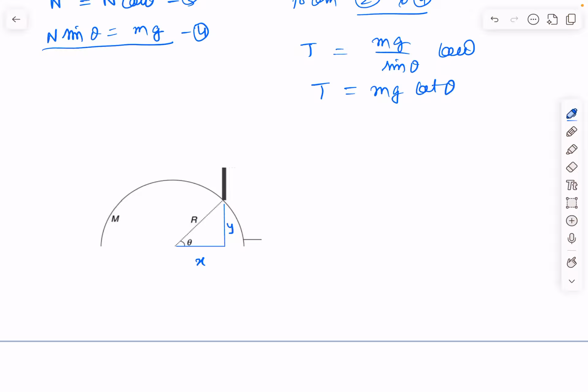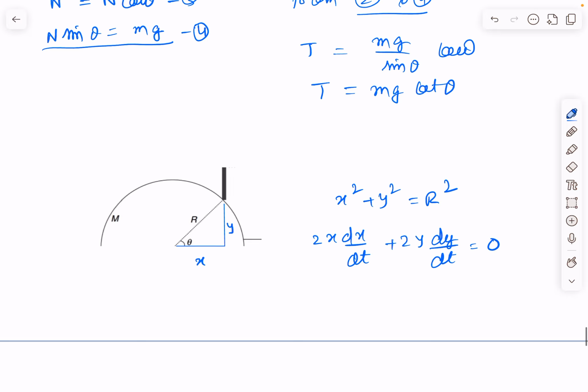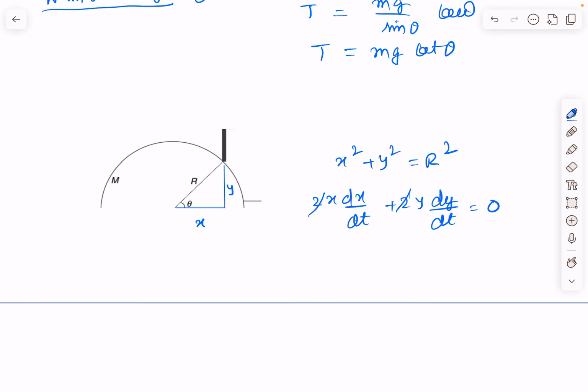But this relation x square plus y square equal to r square will be valid at all the time. If we differentiate this equation, we get 2x into dx by dt plus 2y into dy by dt equal to 0. 2 gets cancelled, and if we transfer y dy by dt to the right, we get x into dx by dt equal to minus of y into dy by dt.